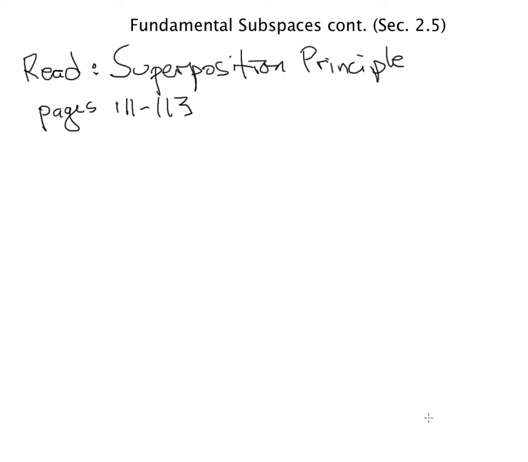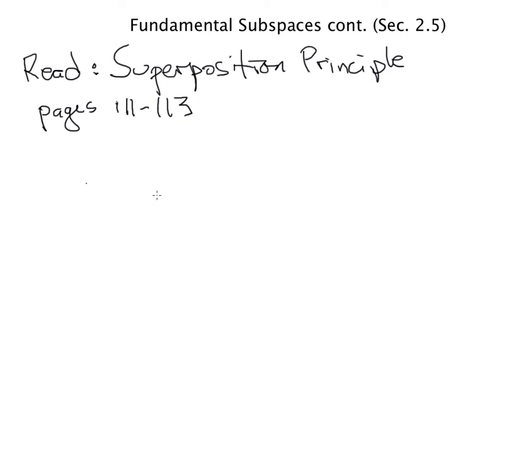I'm going to spend about another day talking about the rest of section 2.5, more on fundamental subspaces. Please read, there's a couple of pages on something called the superposition principle, pages 111 to 113, which are a bit of a digression. So I'm going to ask you to read those on your own. It's pretty straightforward. Please ask me about them in class if you have any questions. And I'm going to go on to talk about some other stuff about the adjoint and so on.